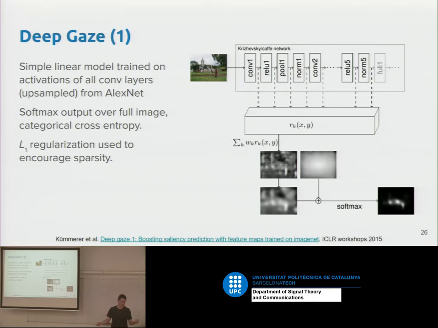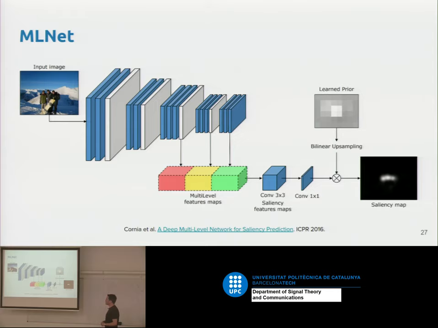Going up in complexity from that, a lot of people have done multi-resolution approaches, right? So taking features from different parts of the network and combining them. The difference between this and the previous one is that this is trained end-to-end and not just a little linear combination on the top. And they basically upscale all of these features in a similar way. And then instead of having a linear predictor, they use some convolutions on the end and predict the saliency map.